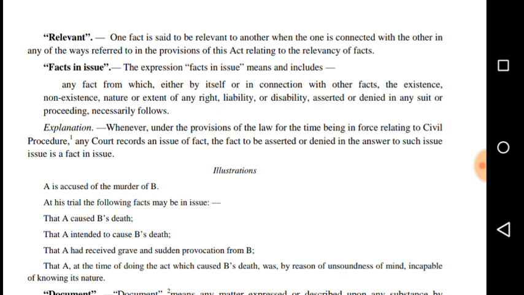The term relevant relates to the fact. It is not enough that there is a fact. The fact must be a relevant fact. Only the relevant facts can be taken into consideration while deciding certain issues.